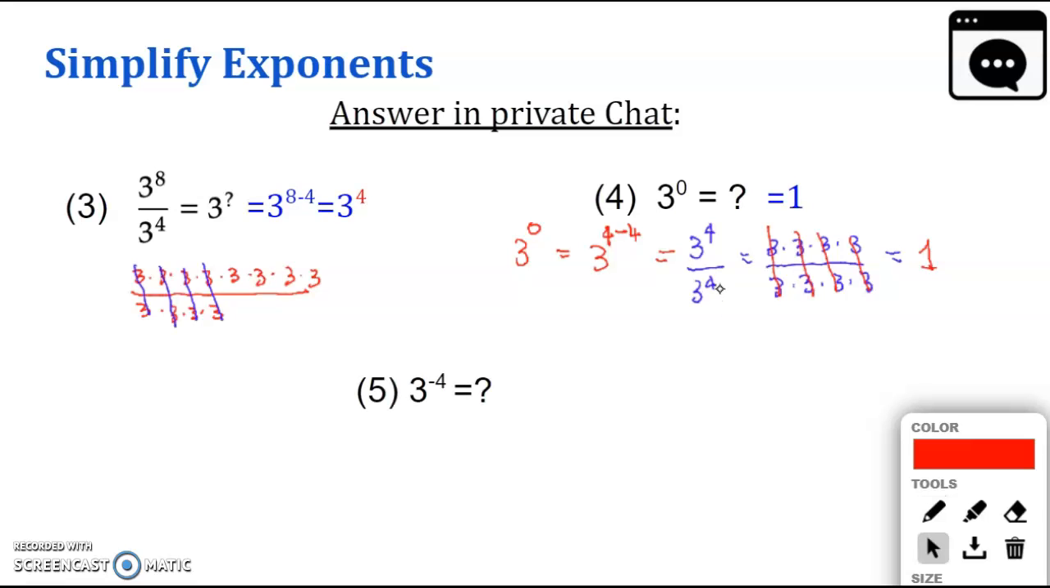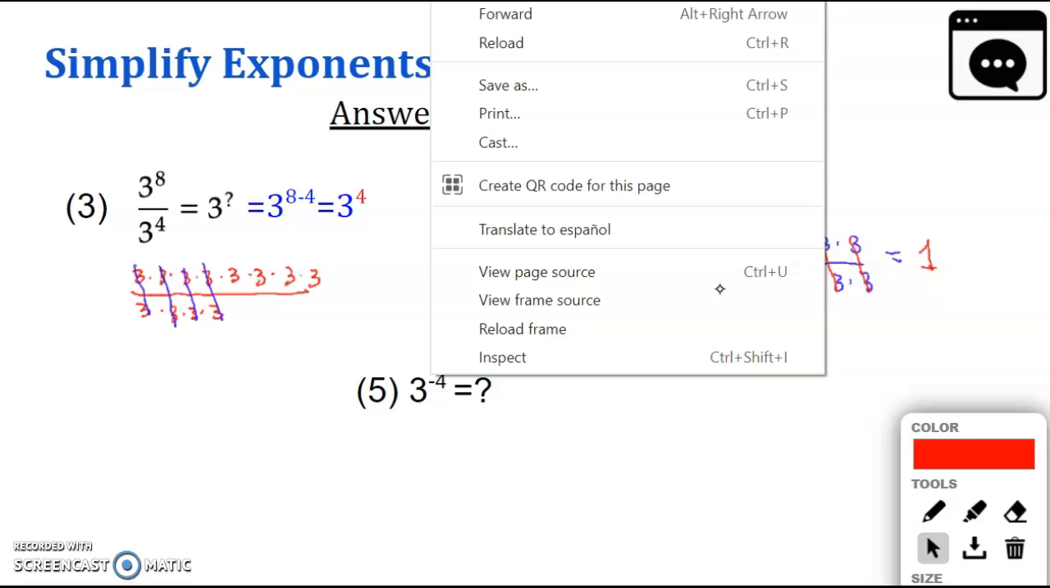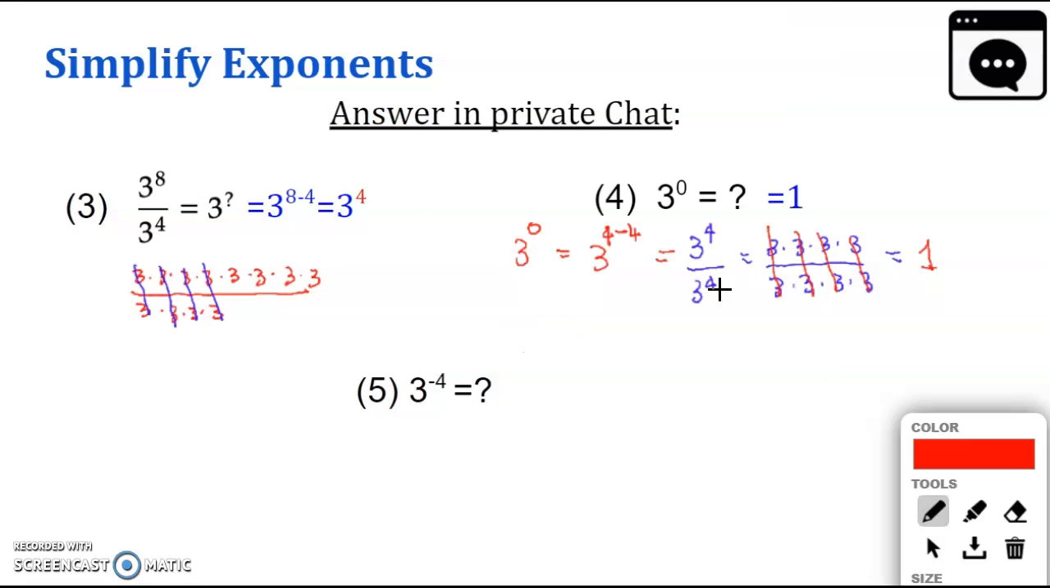Next question. What about 3 to the power of negative 4? Okay, there are two ways of thinking about it. One way is to get rid of this negative exponent. How do I do that? By putting it as 1 over, like so. So it's 1 over 3 to the power of 4. That's the denominator.